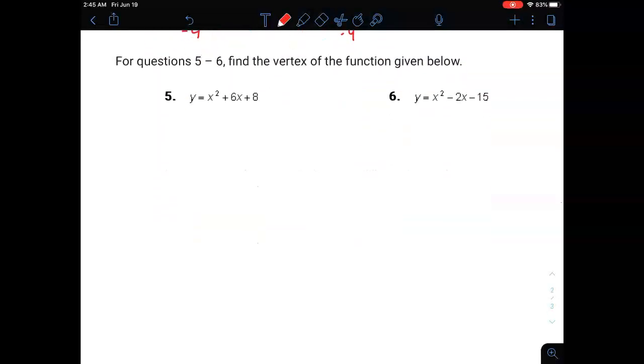Now for the next question, it says find the vertex. Find the vertex, right? So we're going to use our vertex equation. We're going to use our vertex equation to find the x-coordinate.